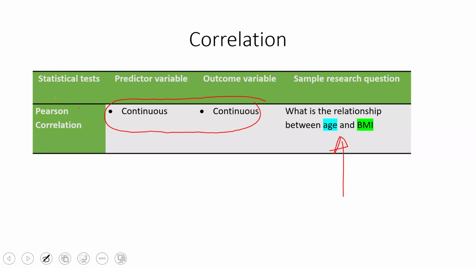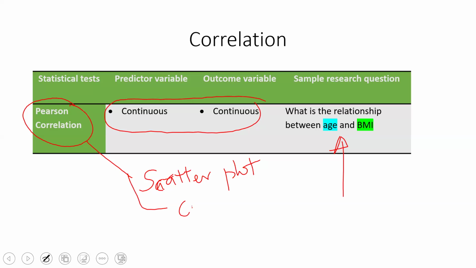So I'm going to be doing a Pearson correlation. And for a Pearson correlation, we start with a scatter plot, and then we'll now do the correlation proper. That's the analysis itself. So let me just quickly go back to my data set. And then we do a scatter plot.